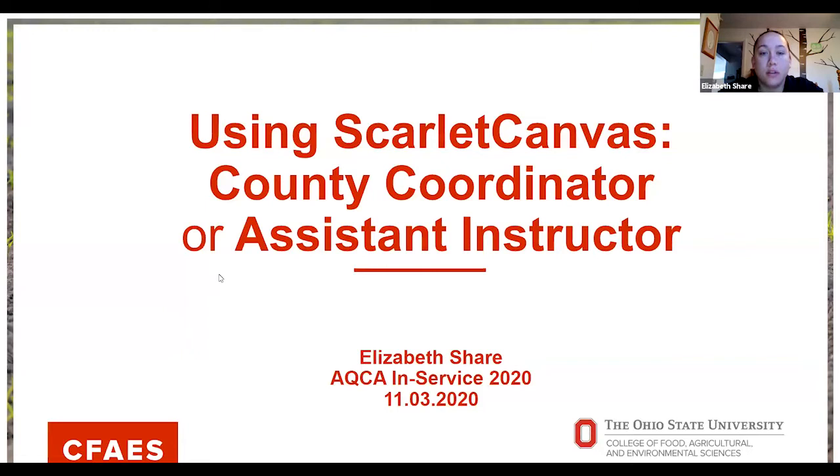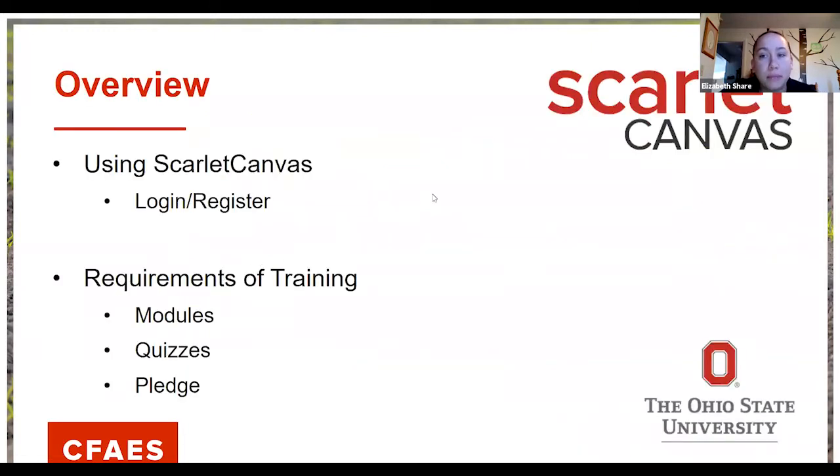Okay, so just a little bit about what we're going to cover today. I'm just going to talk a little bit about using ScarletCanvas, logging in, how you get registered for this course, and then I'm going to walk through the requirements of the training, different modules that you guys will have to complete, quizzes, and a pledge. So I'm going to go through this as an assistant instructor. First, county coordinators, if you're on, it's very similar to the assistant instructor. There's just one extra piece that I'll talk about that you guys are required to do at the end.